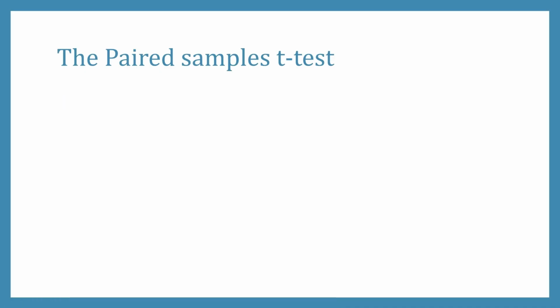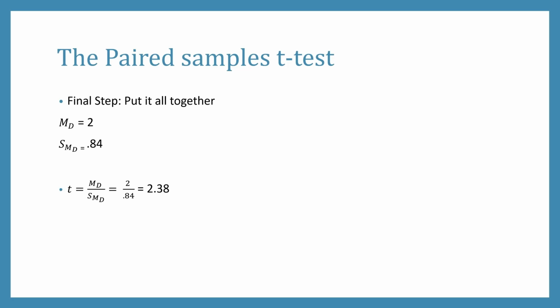Our final step is going to be to put it all together. We know that our mean difference, our average difference between our conditions, was 2 words. We also know that our estimated standard error of this difference, so the amount of variability in our sample, is 0.84. So if I plug it into my equation, my numerator is going to be those 2 words. The denominator is going to be that estimated standard error of 0.84. And if we do this, we should get a t statistic of 2.38.